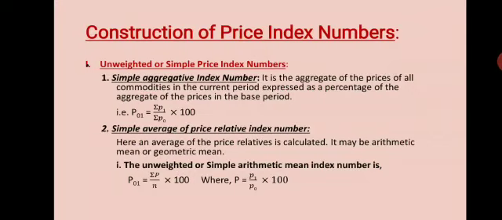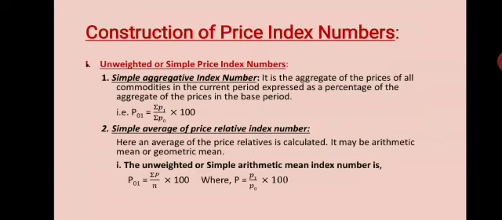In that the first one, simple aggregative index number, it is the aggregate of the prices of all commodities in the current period expressed as a percentage of the aggregate of the prices in the base period. That is P01 equals summation P1 divided by summation P0 into 100. Here summation P1 is total of current year prices and summation P0 means total of base year prices.